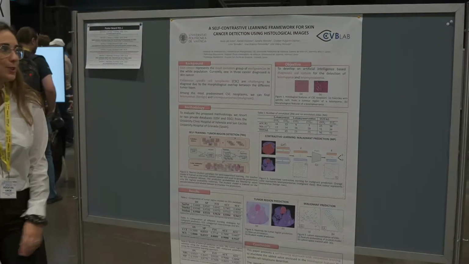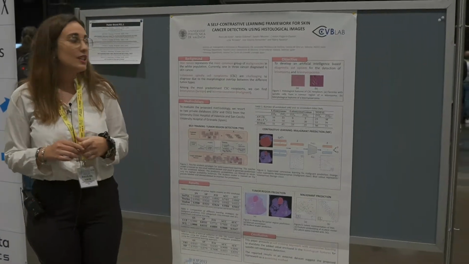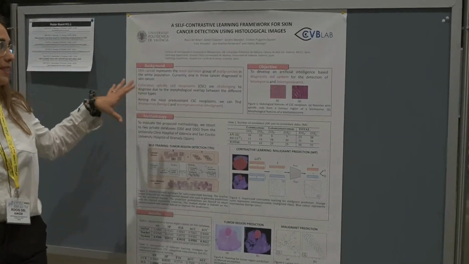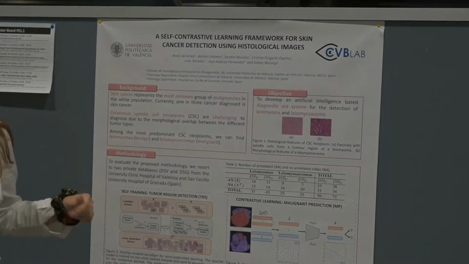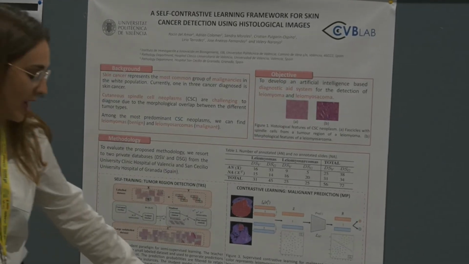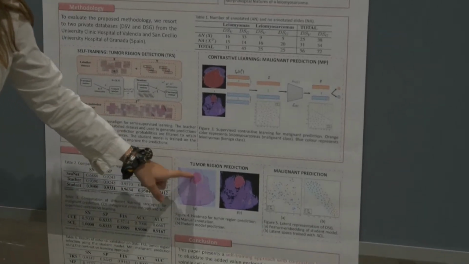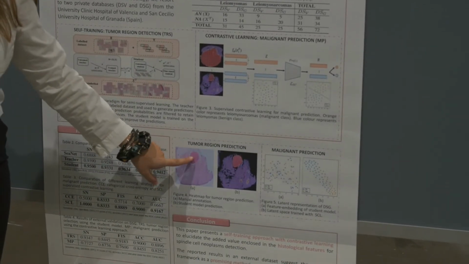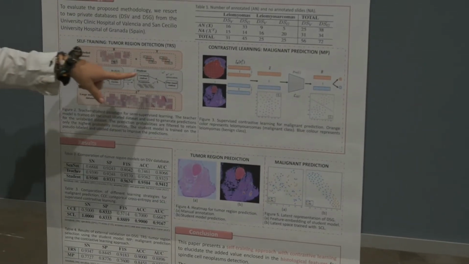So this is work to detect cancer in skin images. In this case, the work is in two steps. One step is to detect the region of interest, the tumoral region inside the biopsy. We have histological images, and the pathologist annotated the region where the tumor is located. So the first step is to train a teacher and a student model.